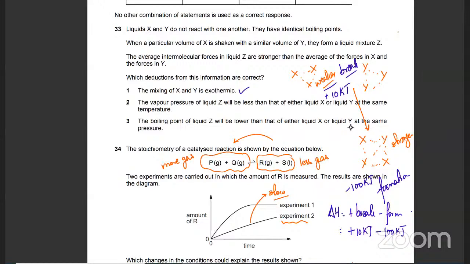Is that clear? Yes, sir. Okay. There are many ways of thinking about it. Remember, bond formation is exothermic. So if you're forming stronger bonds, then obviously it's going to be more exothermic. Bond breaking is endothermic. So if you're breaking weaker bonds, then it's going to be less endothermic.